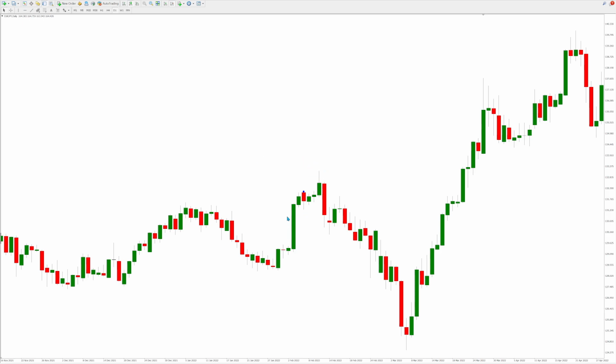So basically what we're looking for is a bullish candle, so a green candle according to how my charts are set up, followed by a red candle, okay? And what we're looking for is a gap between the close of the bullish candle and the open of the red candle. As you can see here, this is the bullish candle, this is the bearish candle, and there's a gap between the close of the bullish and the opening of the bearish. So that gap is what we're looking for.